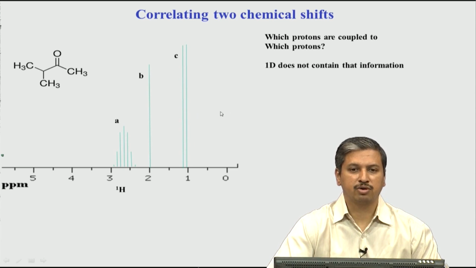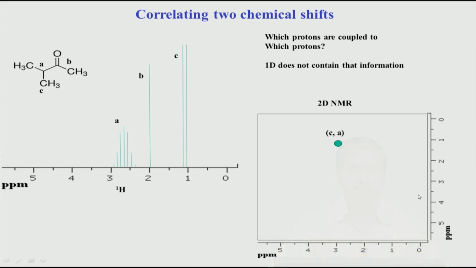So, let us see how 2D NMR gives that information, which is shown here. You see, if I record a proton to proton spectrum, meaning both axes are proton or hydrogen now, compared to the last example where carbon was shown here, now we are looking at hydrogens on both axes.